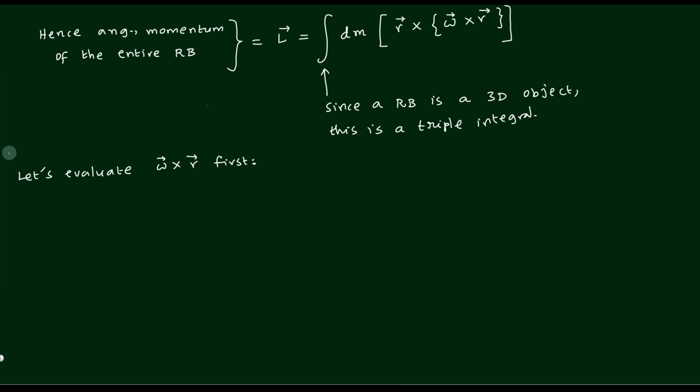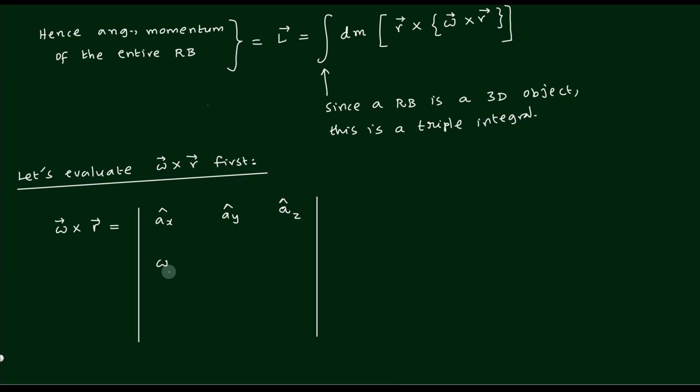Okay. So now that there are so many cross products, let us evaluate omega cross R first. Afterwards, we will evaluate R cross omega cross R. Because this is a determinant, the other things are simple. So let me write down the expression. It is the standard determinant that you can evaluate. So now there is nothing much to explain.